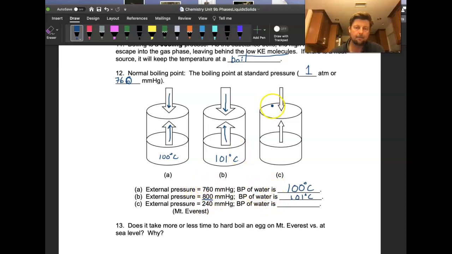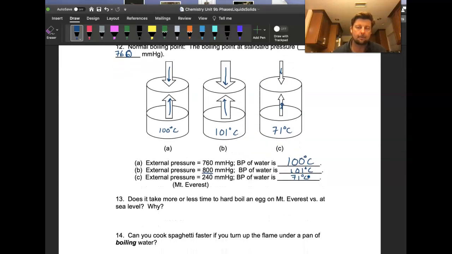If we're at the top of Mount Everest, there's very little air up there. So just a little bit of air pressure, which means we aren't going to heat up our liquids as much in order to get this. So 71 degrees Celsius is the highest temperature you can get water. So your boiling water at the top of Everest is much cooler than your boiling water at sea level or at Death Valley.